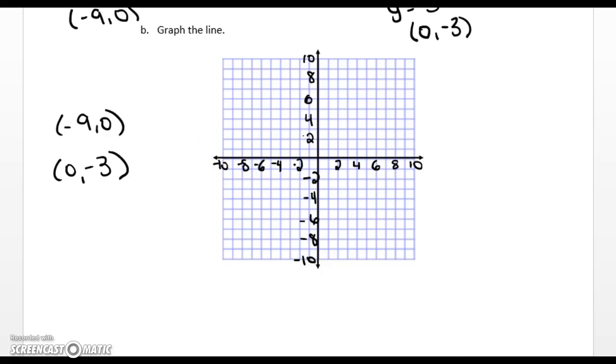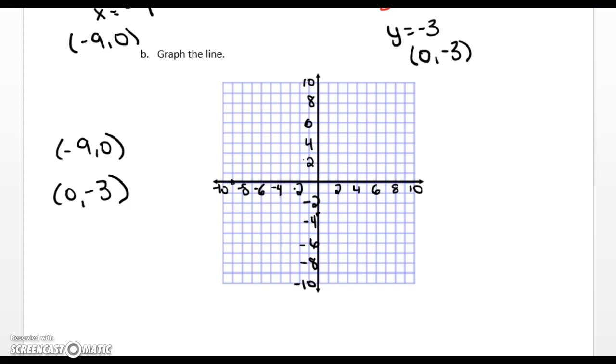So I'm going to go ahead and graph those 2 points. Here I have -9 and 0. So I'm going to go to x is equal to -9 and y is equal to 0. Then my other point is 0 and -3, so I'm at x is equal to 0 down to y is equal to -3.